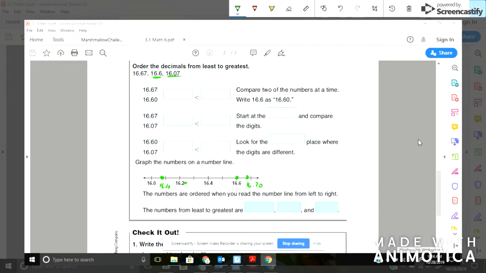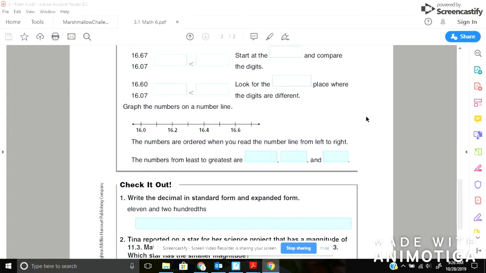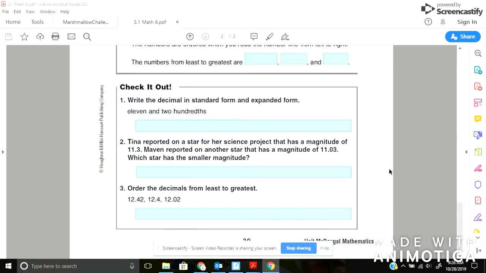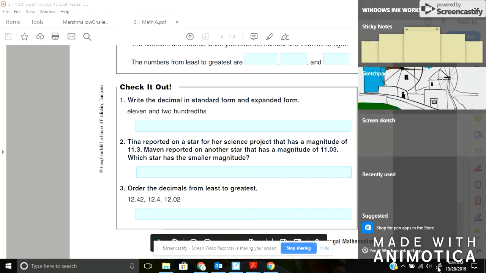The numbers from least to greatest are, the furthest to the left is 16.07. Next was 16.6 or 16.60, same thing. And lastly, 16.67. Okay. Next, I'll have you pause, try out the 3 check it out problems on your own, and then come back to see if you got them correct.